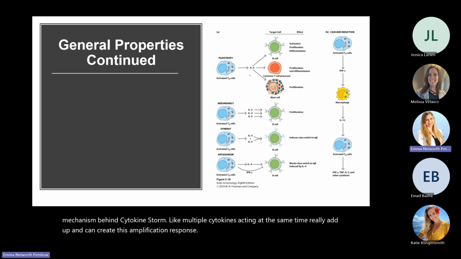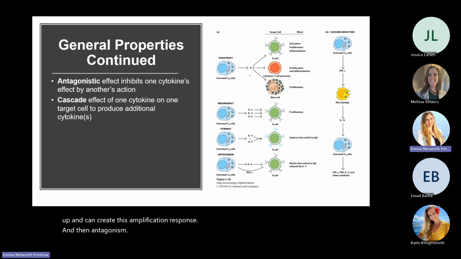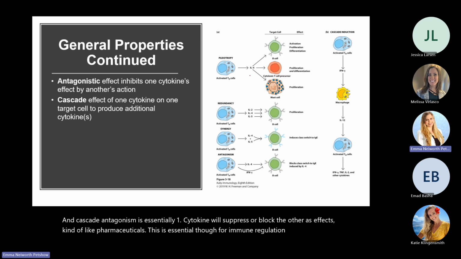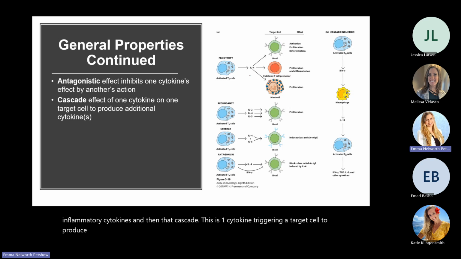And then antagonism and cascade. Antagonism is essentially one cytokine suppressing or blocking the other's effects, kind of like pharmaceuticals. This is essential for immune regulation, as it prevents inflammation from running away. So our anti-inflammatory cytokines decrease our pro-inflammatory cytokines. And then cascade: this is one cytokine triggering a target cell to produce additional cytokines that then amplify and diversify the response. This is often how a localized infection can escalate into a systemic infection.